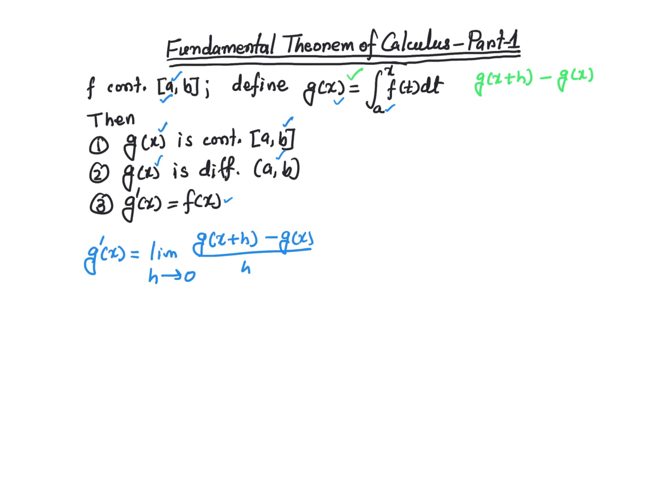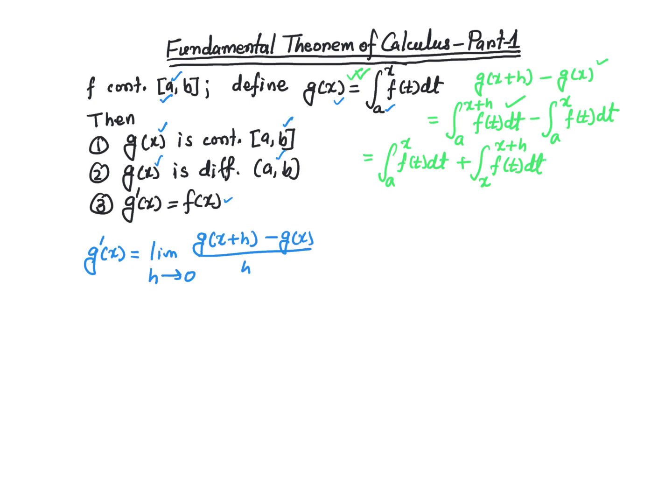Using the definition, g of x plus h is going to be equal to the integral from a to x plus h of f of t dt, minus g of x, which is the integral from a to x of f of t dt. Okay, so this is just straightforward application of this definition. Now I'm going to take this integral and break it into two pieces. I'm going to write it as the integral from a to x of f of t dt plus the integral from x to x plus h of f of t dt. Please note that this is exactly the sum of these two integrals. I just broke it down into two pieces, the integral from a to x and then from x to x plus h. Then minus this integral, which is the integral from a to x of f of t dt.